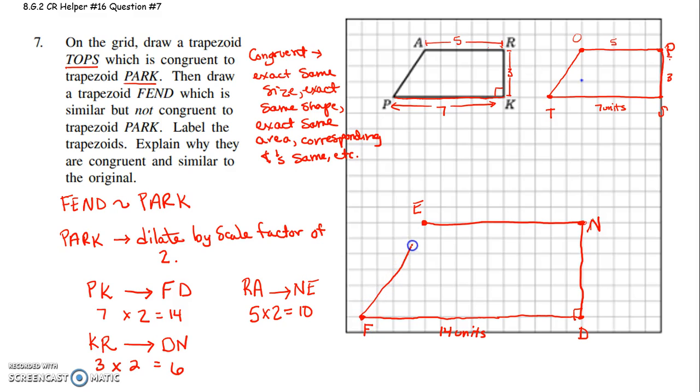And I've made each of my side lengths twice as long now. 1, 2, 3, 4, 5, 6, 7, 8, 9, 10. Okay, beautiful. So now these are similar. They're the exact same shape, but in the new figure, each side length is twice as long.